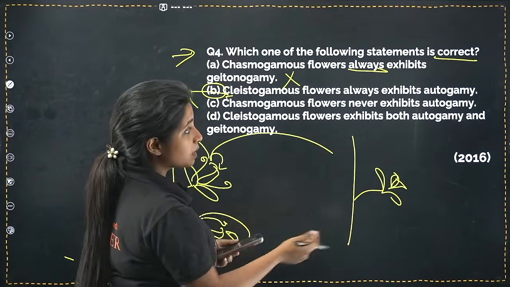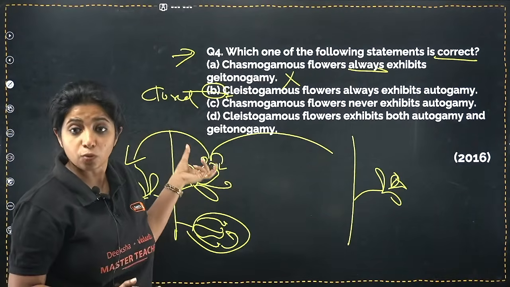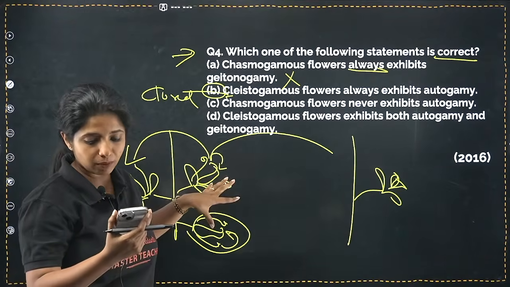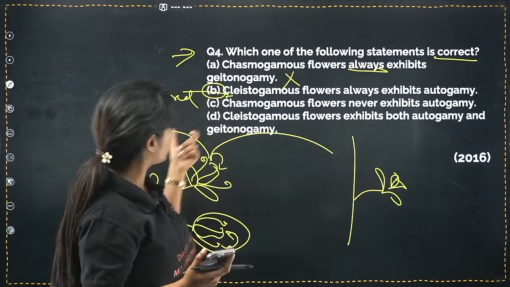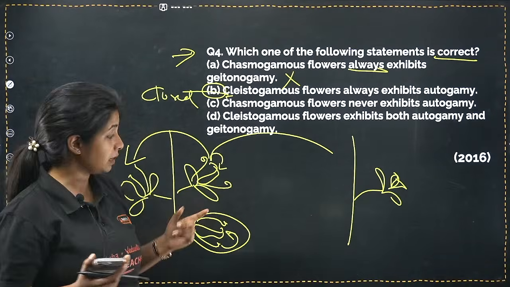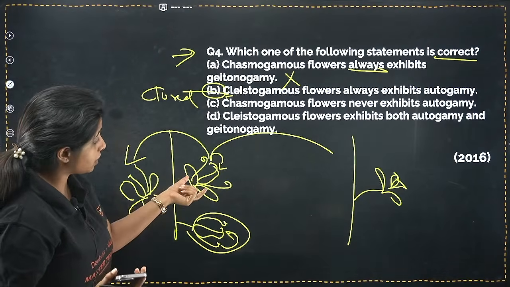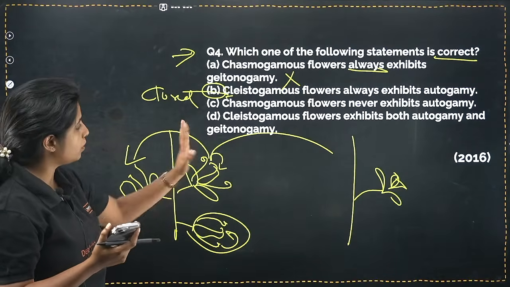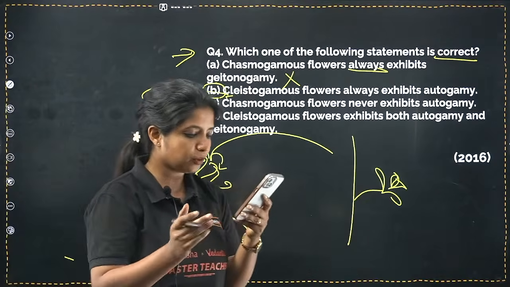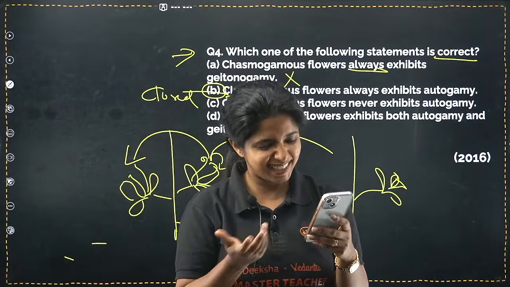Chasmogamous flowers never exhibit autogamy. That is wrong. It can exhibit. It's an open flower, and if it has both male and female parts, it can. Next, cleistogamous flowers exhibit both autogamy and geitonogamy. Cleisto, can they exhibit both? No. So your only answer for this question is B. And all of you were correct.